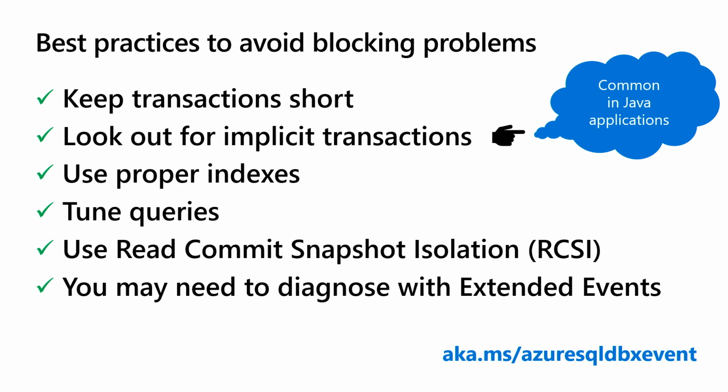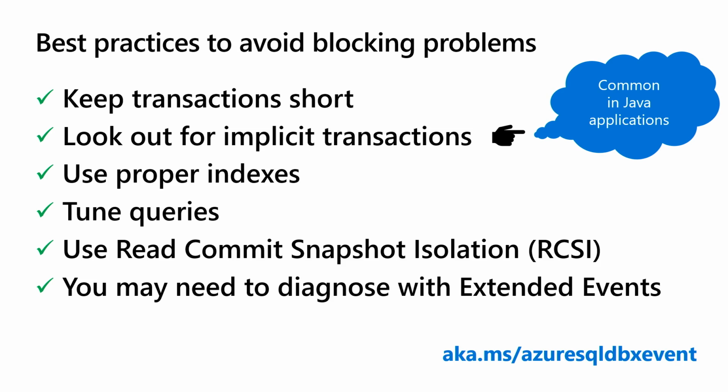Keep your transactions short. Don't hold open transactions for long periods of time, or you might run into these kinds of problems. Look out for implicit transactions, which could cause transactions to be longer, and we've seen this commonly in Java applications. Make sure you use proper indexes. Sometimes you'll run a query that does a scan that'll take a long period of time holding open locks, where an index could shorten the actual time it takes to run the query and avoid the blocking problem.